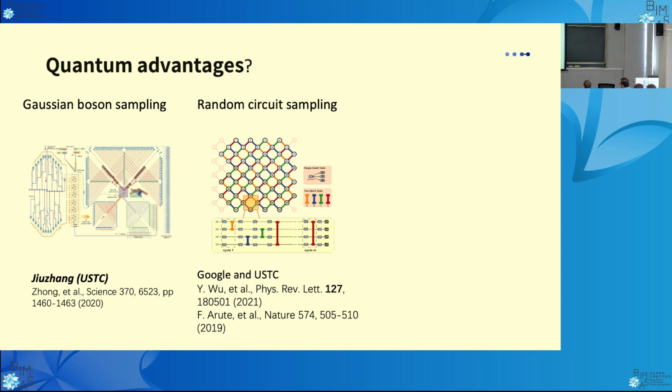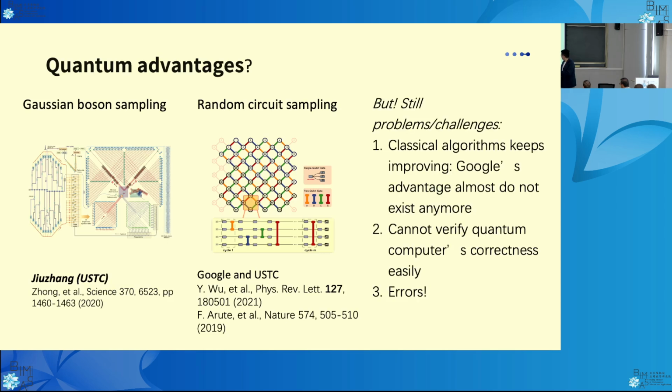So errors are a big problem, and that's what I want to mention. There are a few problems. For example, classical algorithms keep improving, like tensor networks and so on.